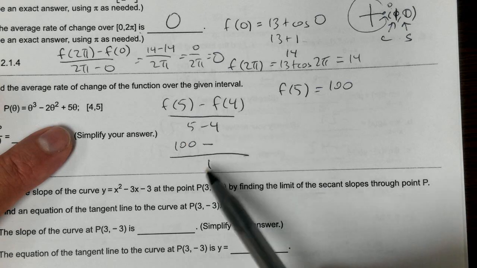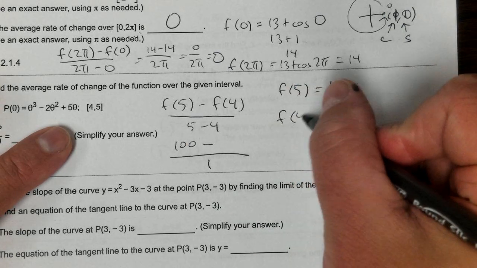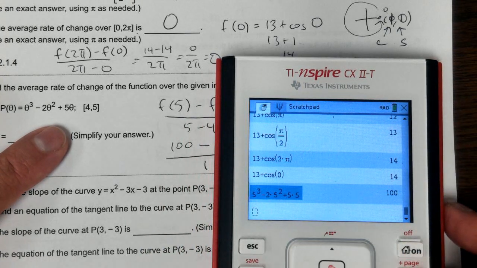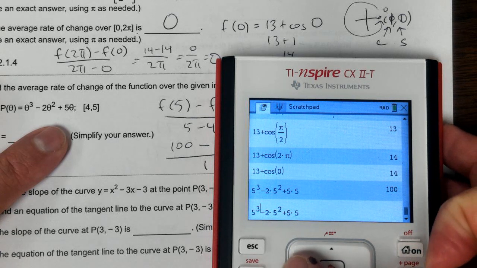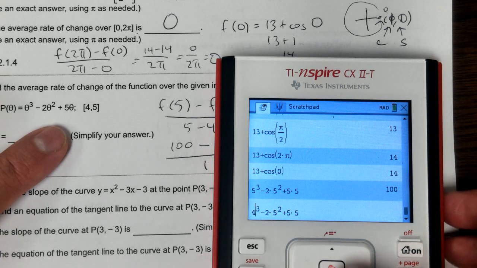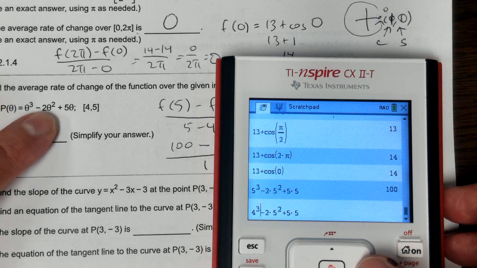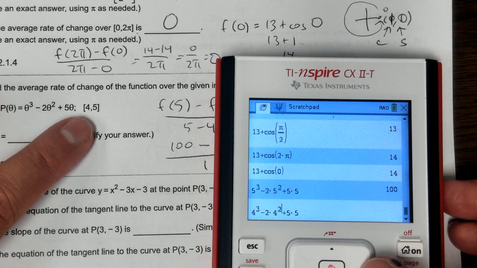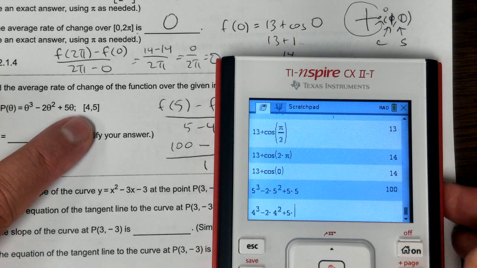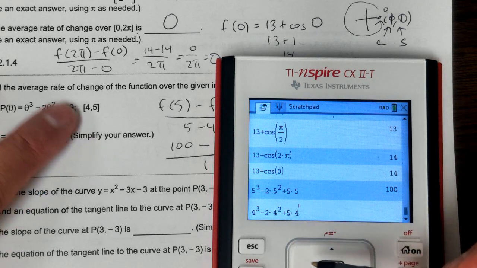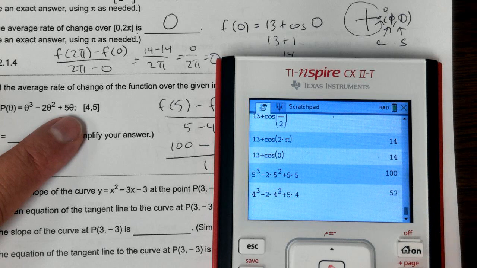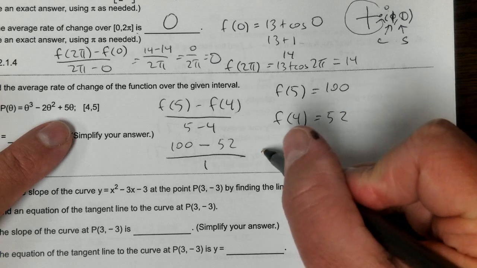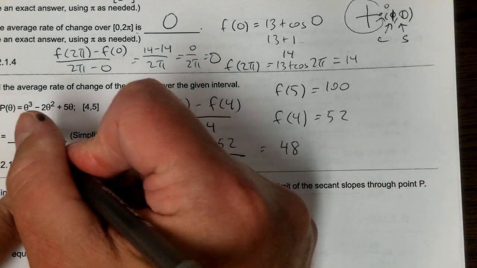So it's 100 minus something over 1. For f of 4, we're basically doing 4 cubed. So just change some 5s to 4s. 4 cubed minus 2 times 4 squared plus 5 times 4. So you keep that 5 there, and just changing that, you get 52. So then you just do 100 minus 52, which is 48, and that's your answer.